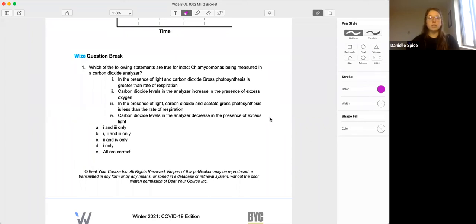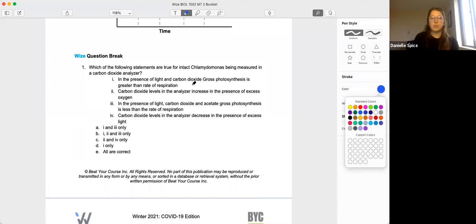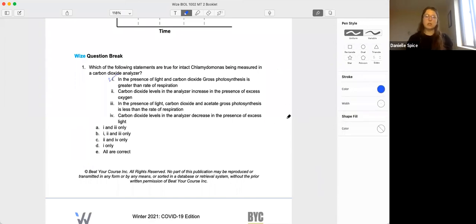So we want to know which of the following statements are true for intact Chlamydomonas being measured in a carbon dioxide analyzer. Number 1: in the presence of light and carbon dioxide, gross photosynthesis is greater than the rate of respiration. That is true. Awesome. Everyone got that one. Because we don't have excess glucose yet, our rate of carbon fixation and oxygen production is going to be more than the rate of carbon dioxide being given off. Cool.